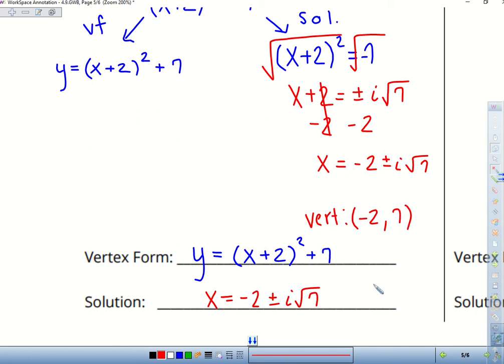Negative 2, 7. So at negative 2, 7, it sits there, and then it goes up from there. Wouldn't it never cross the x-axis if it starts above and then goes up? So that's why. It's imaginary.